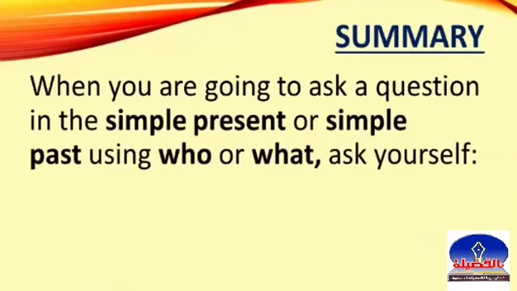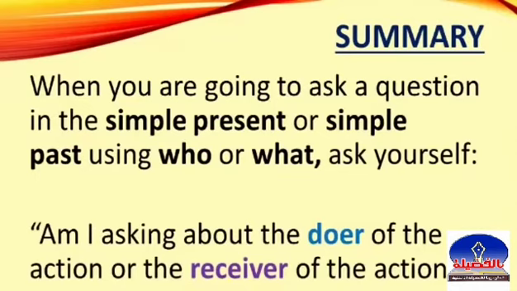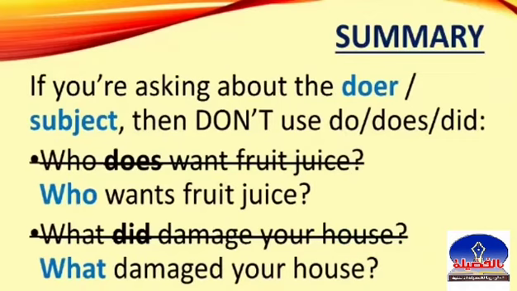When you are going to ask a question in the simple present or simple past using who or what, ask yourself, am I asking about the doer of the action or the receiver of the action? If you're asking about the doer, the subject, then don't use do, does, or did. Ask, who wants fruit juice? Don't ask, who does want fruit juice? Ask, what damaged your house? Don't ask, what did damage your house? If you're asking about the receiver of the action, then you should use do, does, or did in the question.